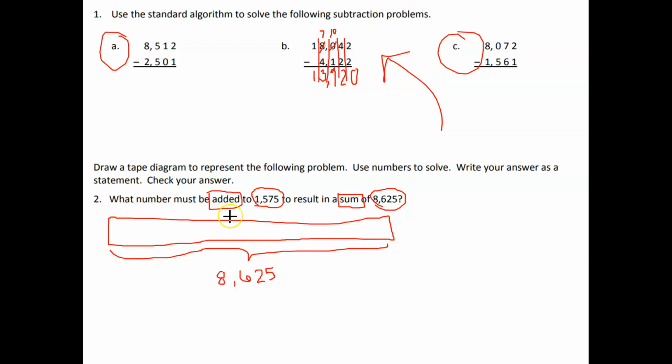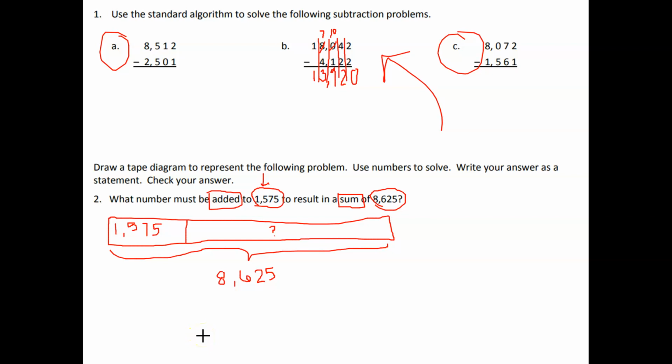Now, part of that tape diagram is 1,575. That's not even close to being halfway, so I'm going to draw a mark maybe right around here. Let's label this small piece 1,575. So what's our job today? Our job is that we need to figure out what this piece is right here.